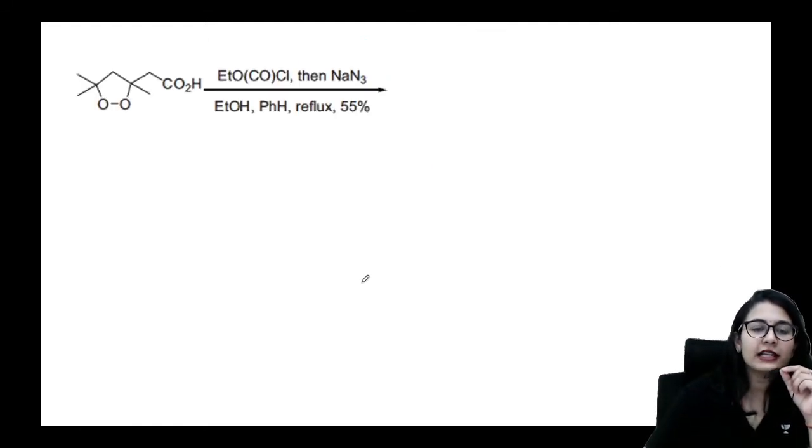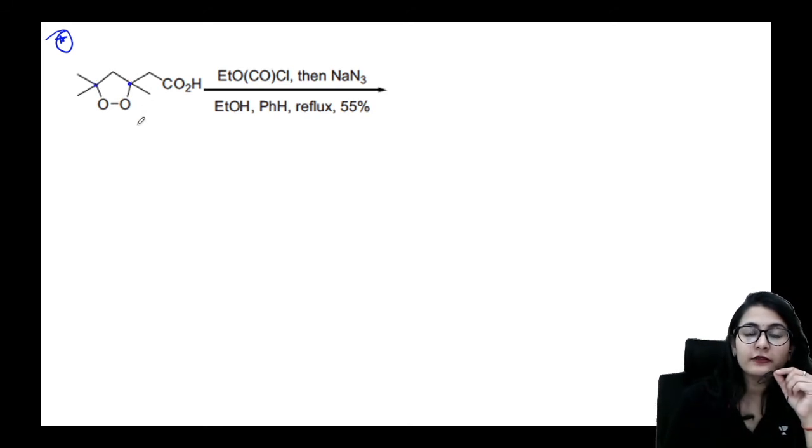All right, so let's see this example, very important example over here. So guys, you are starting with this acid. There's a group over here, the peroxide is attached to these two carbons, right? Very sensitive molecule. Now what are we doing? We are first of all converting the COOH into this molecule, the chloride derivative.